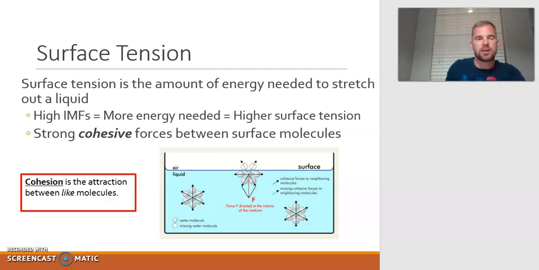Now, this gets into a conversation about different terms such as cohesive, right? So when we talk about cohesive forces or cohesion, we're talking about the attraction between like molecules. So if you think about a molecule, let's say here, and it's obviously surrounded by molecules of itself, the forces in between there, yes, they're intermolecular forces, but we would say those are cohesive forces or cohesion forces.